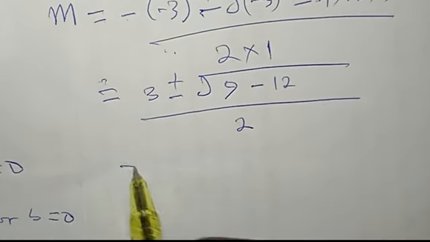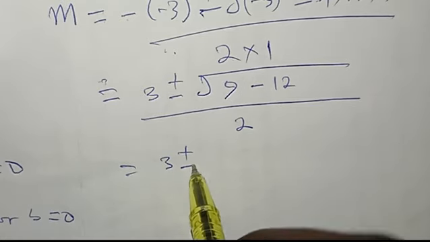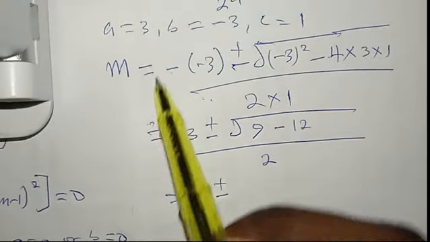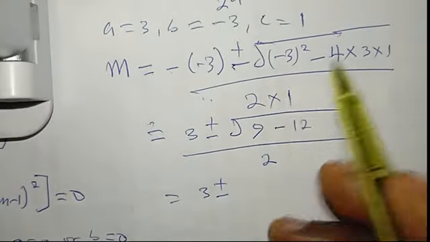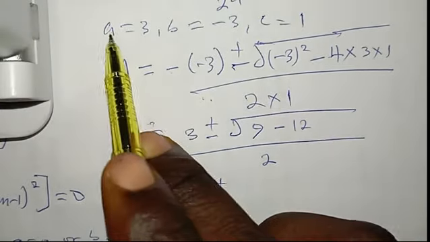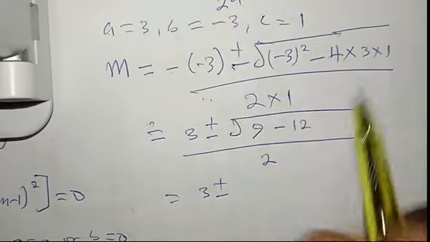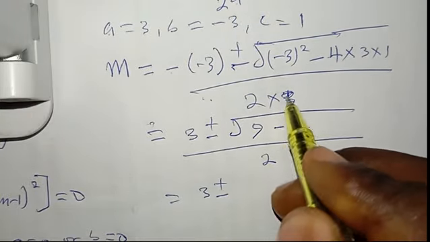So moving on, what I have here is a 3 plus or minus. Oops, sorry, what we have for a right here is 3. Sorry about that.